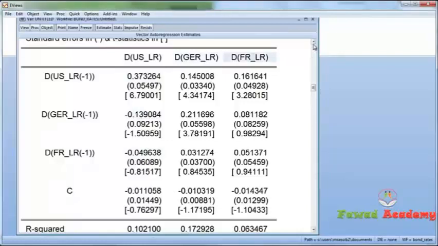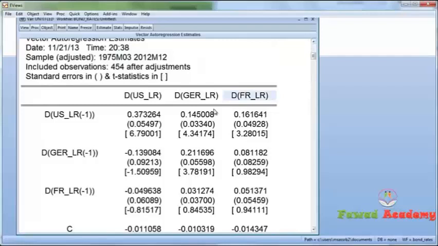Let's have a look at which coefficients are significant. Let's firstly see what information we are given.